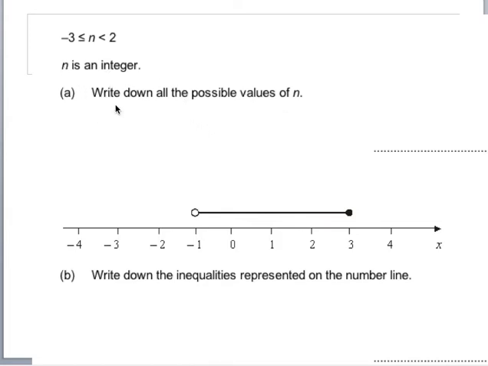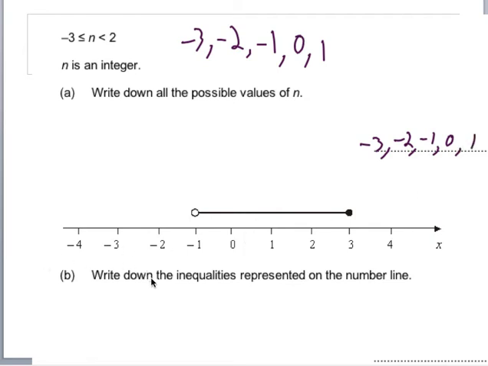Well, in this one, all the possible values of n is greater than or equal to minus 3, so it could be minus 3, but it also has to be greater than minus 3, so it could be minus 2, it could be minus 1, it could be 0, it could be 1, and this symbol here tells us that it's less than 2. So it can't be 2, it has to be less than 2. So the nearest whole number that it can be is 1. So these are our answers. Again, we should really put them on our number line.